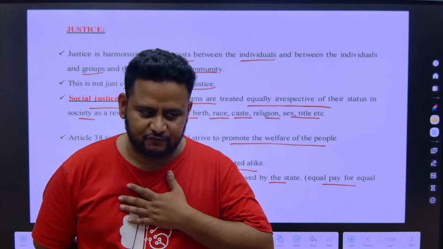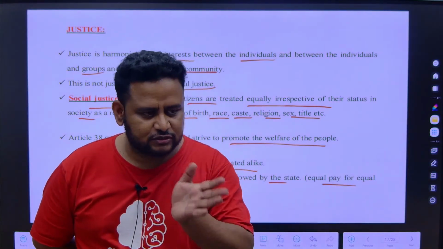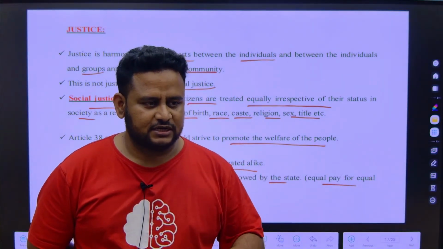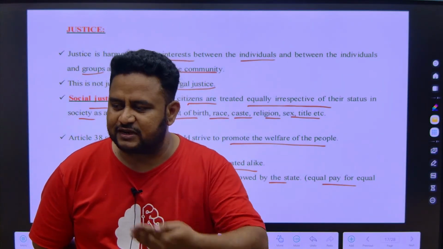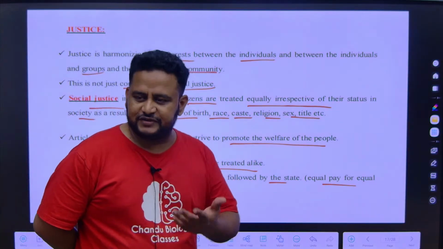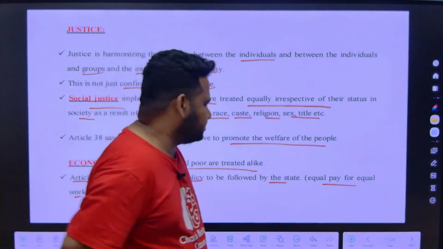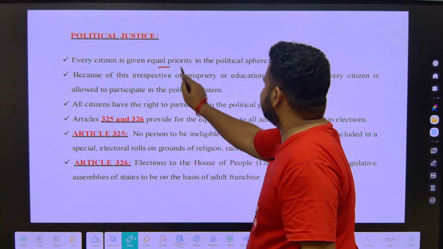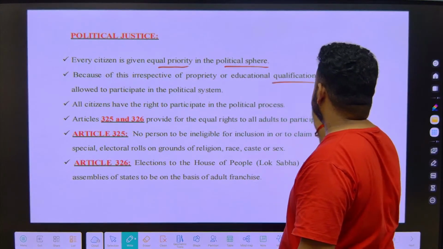So, equal pay for equal work. Suppose I am doing the same work. Some lady faculty is also doing the same work. Just because she is a lady, she should not be paid less. So, that is the meaning of equal pay for equal work. That is called economic justice. So, when these two are there, obviously there will be political justice. So, this is about justice. Political justice requires equal priority in the political sphere. All these things are explained.